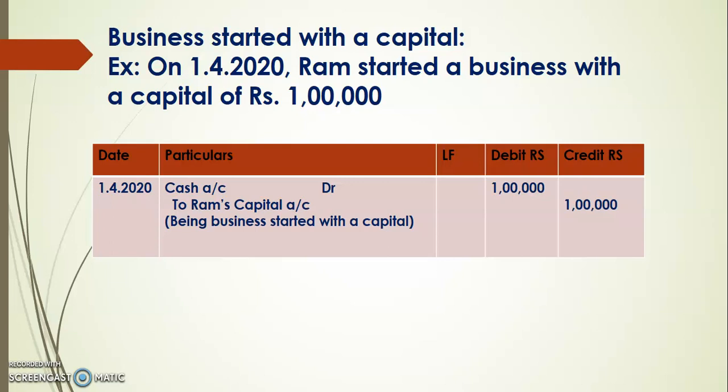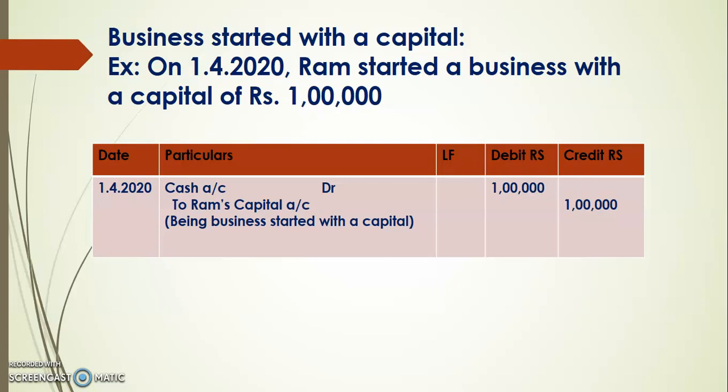First of all, business is started with a capital. So in that case, we already know the accounting concept, business entity concept. That is, business is separate from the owner. Here, Ram started a business with a capital of rupees 1 lakh. Here, we have to assume Ram is a separate person and business is a separate one. So, Ram invested a capital means business receives that money and Ram gives that money.